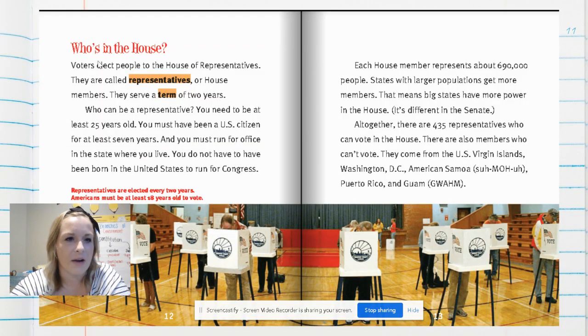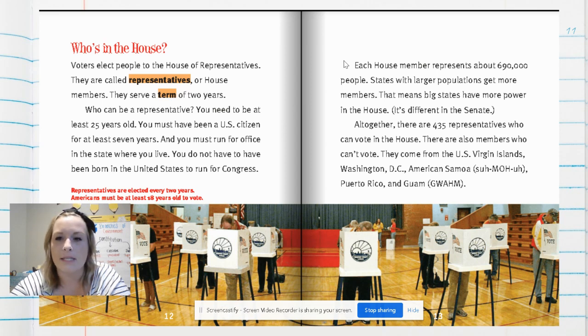So, who is in this house? Voters elect people to the House of Representatives. They are called representatives or House members. They serve a term of 2 years. Well, who can be a representative? You need to be at least 25 years old. You must be a U.S. citizen for at least 7 years. And you must run for office in the state where you live. You do not have to have been born in the United States to run for Congress.